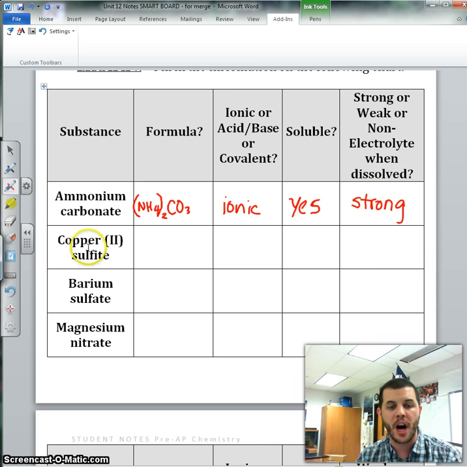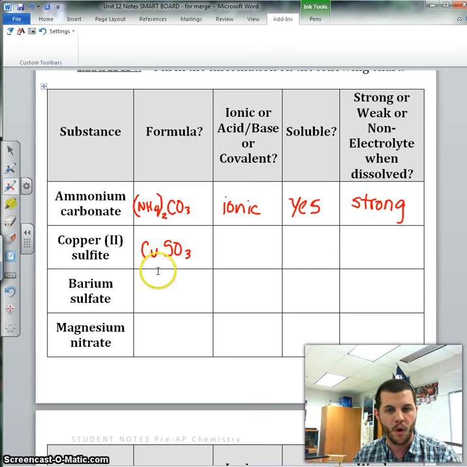Okay, let's look at copper 2 sulfite. I've got Cu. I know that that Roman numeral 2 means that it has a +2 charge, and sulfite is SO3. Well, sulfite, of course, has a -2 charge. Copper has a +2 charge, so I just need 1 and 1. Is this an ionic compound, an acid, a base, or is it covalent? Of course, copper 2 sulfite is ionic. Now the question becomes, is it soluble?